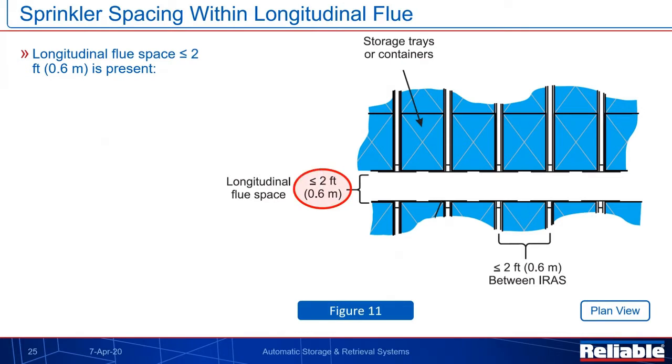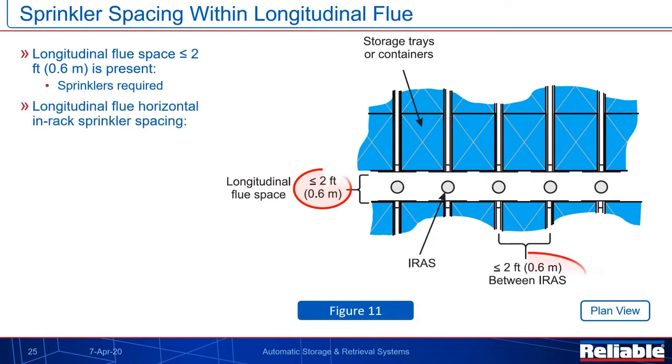A longitudinal flue space can be present in this type of storage arrangement. Doesn't have to be, but it can be. If a longitudinal flue space that's less than 2 foot is present, we need to put sprinklers in that flue space. Those sprinklers are going to be installed on a maximum of 2 foot center. Doesn't matter how the commodity's arranged inside of this mini load system, you're just doing all the longitudinal flue space sprinklers maximum of 2 foot away.